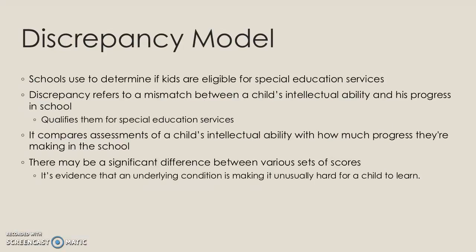The discrepancy model is used by schools to determine if kids are eligible for special education services. Discrepancy refers to a mismatch between a child's intellectual ability and their progress in school. It compares the assessment of a child's intellectual ability with how much progress they've made at school. There may be a significant difference between the various sets of scores.